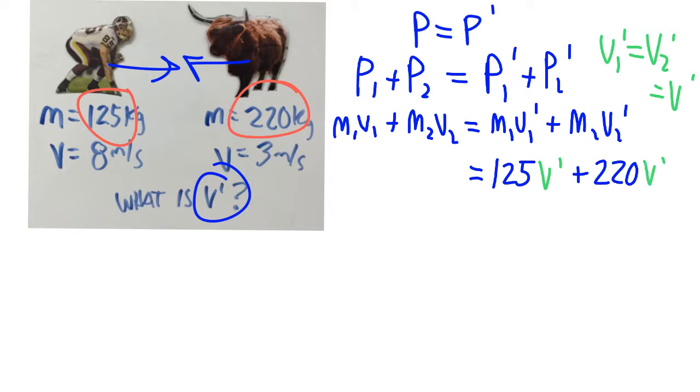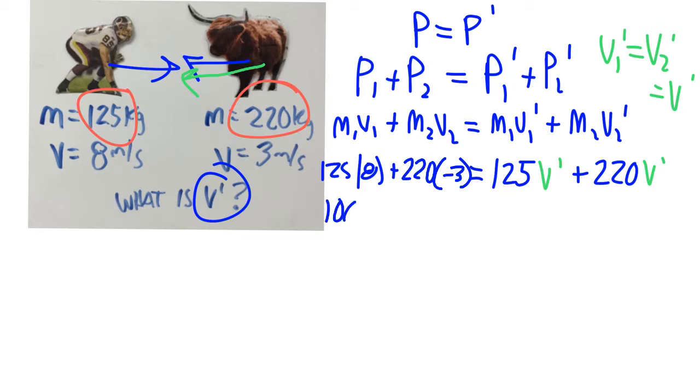And on the left-hand side, I know everything. The mass of the football player is 125 and traveling 8, plus the mass of the yak, 220 times 3. But remember, momentum is a vector. The yak is going the opposite direction of the football player, so we have to have an opposite sign, -3.